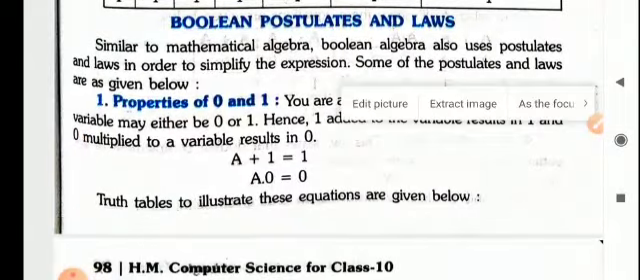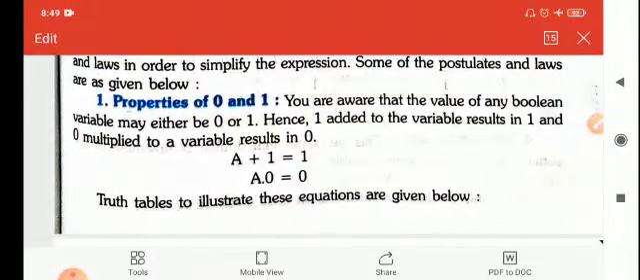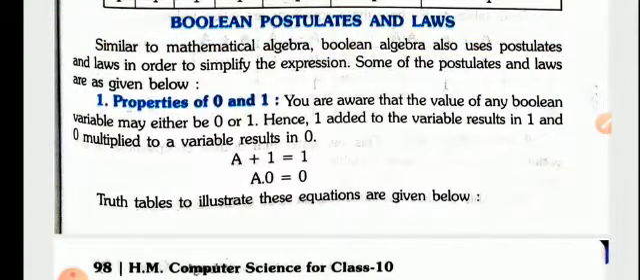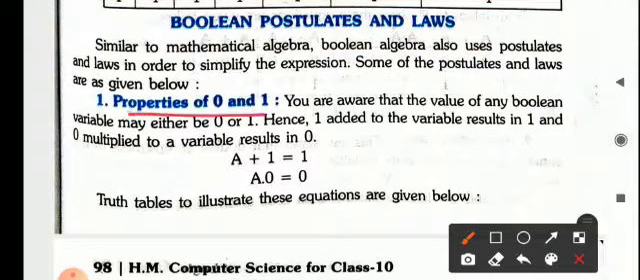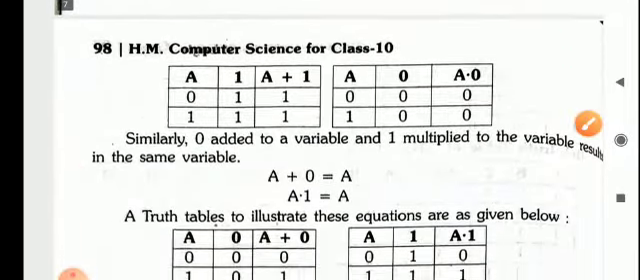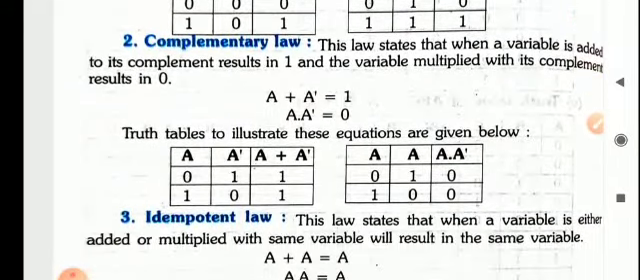Now we come to some Boolean postulates and laws. These laws are proofs on the basis of which we can simplify a Boolean expression further. First of all, the property of 0 and 1. If 1 is added to a variable, the output will be 1. That means anywhere in the expression if you see A plus 1, it can be written as 1. And if 0 is multiplied with the variable A, the output will be 0. These are the properties of 0 and 1.